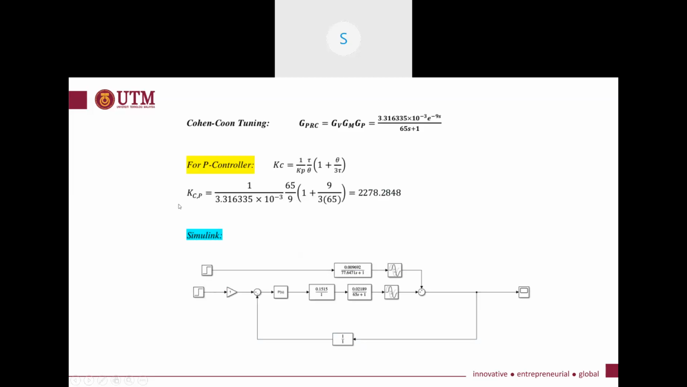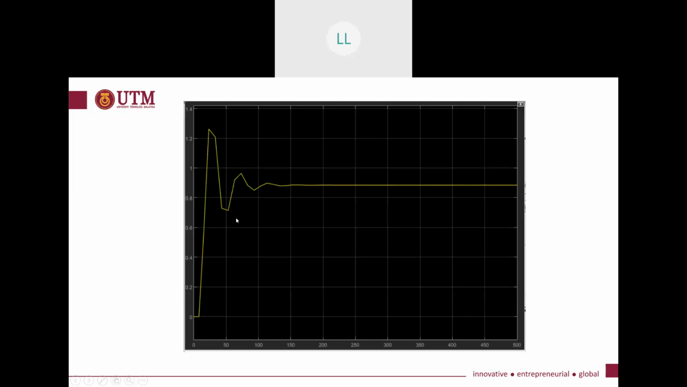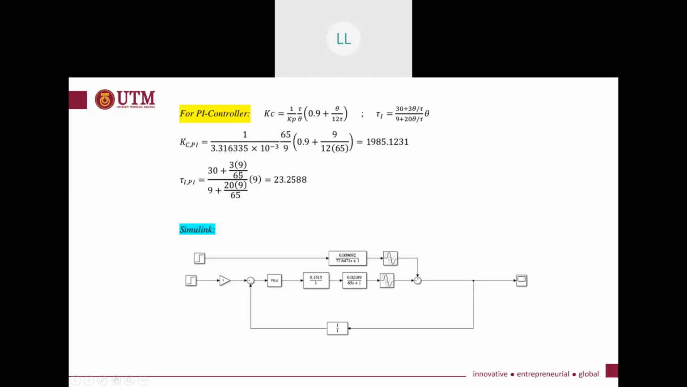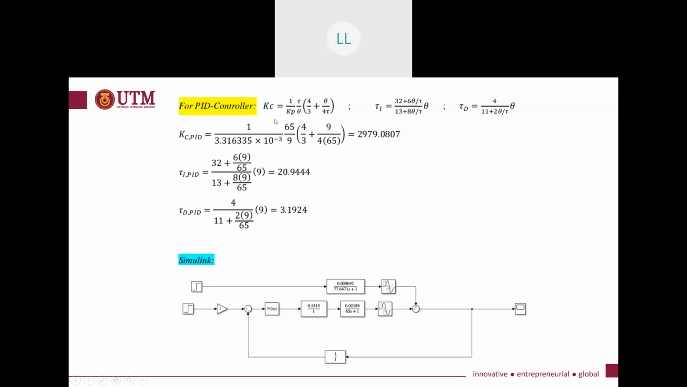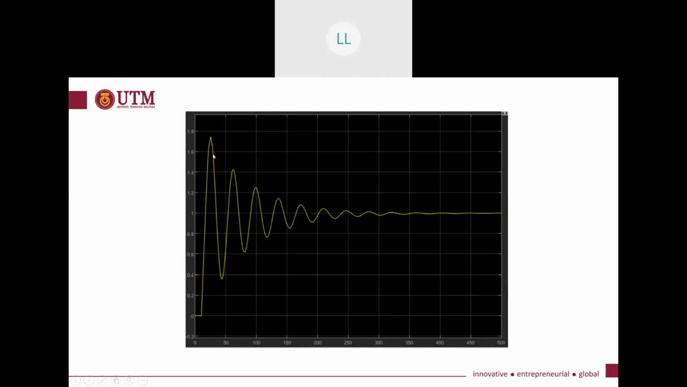For the tuning, the first method we use is Cohen-Coon. We find GPRC equal to GV, GM, GP, and we obtain this equation, and we find the tuning parameter for the P controller, KC. In Simulink, we develop the model that represents our closed loop transfer function, and we obtain the graph for the P controller. The same goes for the PI controller: we find the tuning parameters, and in Simulink we obtain this graph. For the PID, the tuning parameters are KC, tau I, and tau D, and in Simulink we obtain this type of graph.